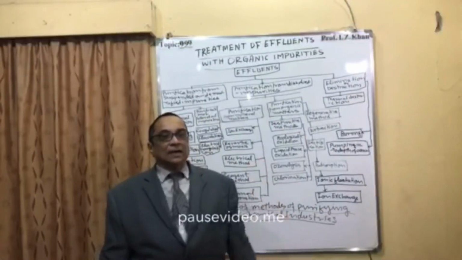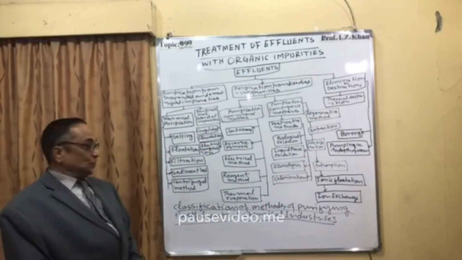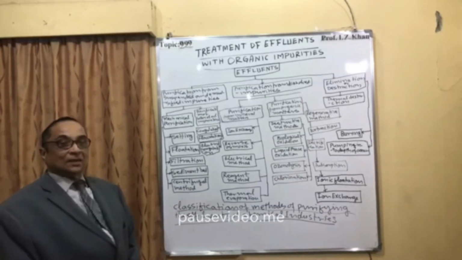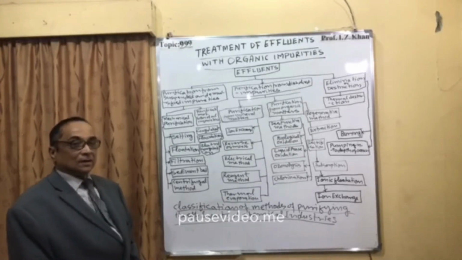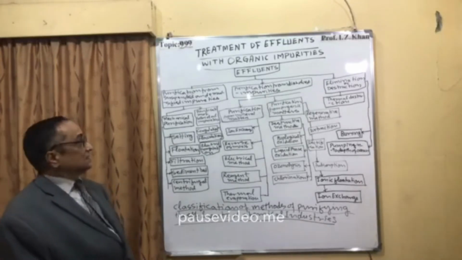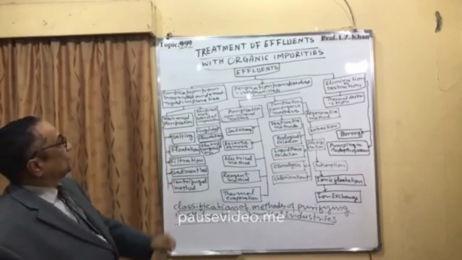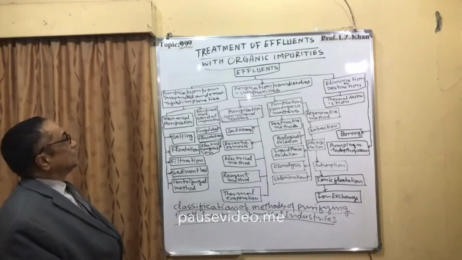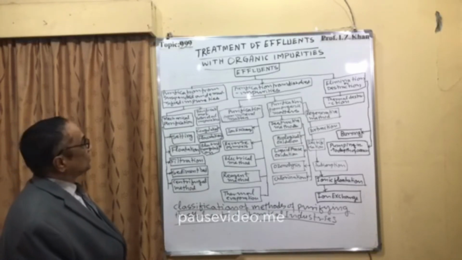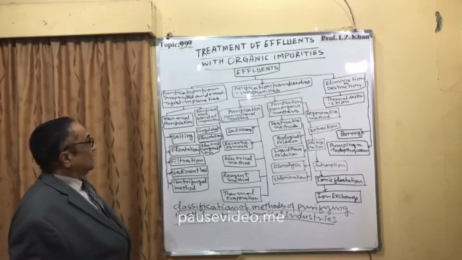So here in this chart I have given the classification of methods of purifying the effluents of the chemical industries. These are all the basic methods we are using for industrial waste or effluents from chemical industries. First, what effluents are we getting? We are getting three types of effluents. One is purification from suspended and emulsified impurities, which is divided into two.